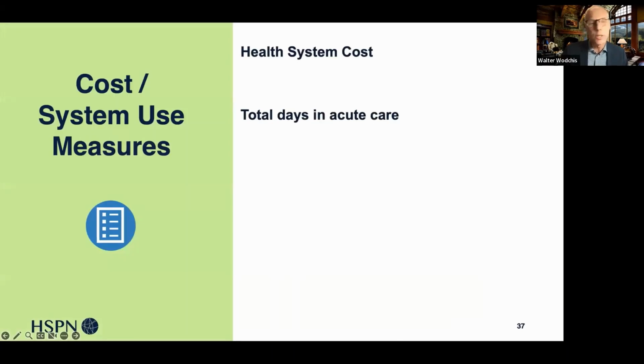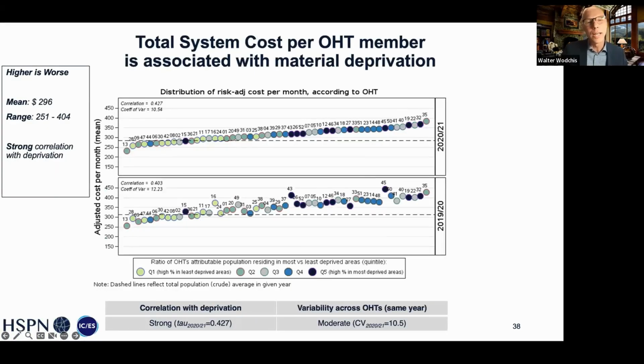We have a couple of measures here around cost. I'm working my way around the quadruple aim, and the correlation here with total cost is also relatively high. A strong correlation with deprivation. We see most of the OHTs that have higher costs also have more people living in the more deprived neighborhoods. And that's the challenge they have to face: how do we manage that?